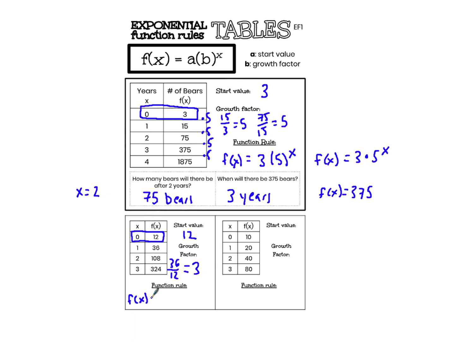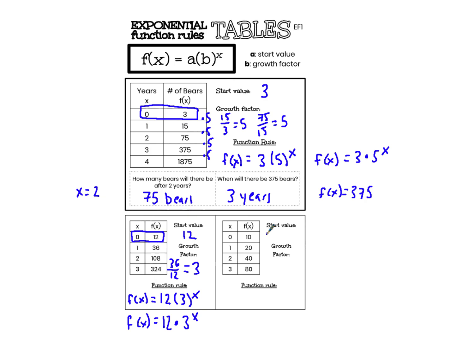Not going to forget to write f of x or y equals. And then I write my start value 12 times 3 to the x power. Alternatively, f of x equals 12 dot, indicating multiplication, times 3 to the x.